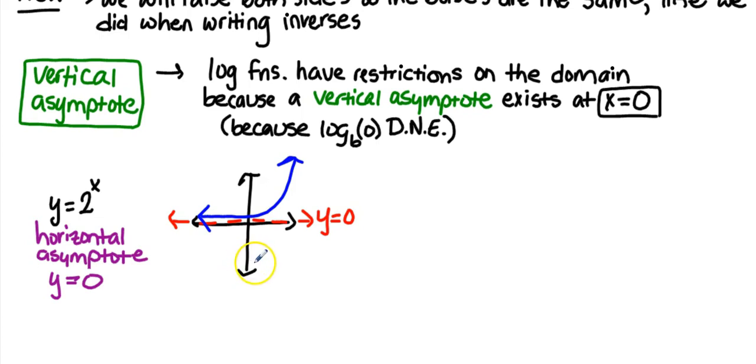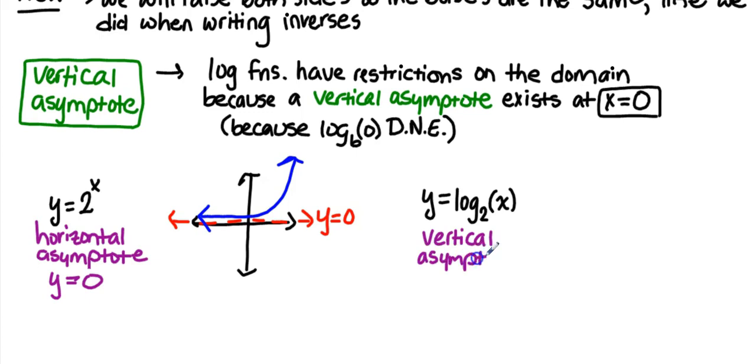The inverse of exponentials are logarithms. So the inverse of y equals 2 to the x, if we were to switch x and y and solve, which we do know how to do, we would arrive at the equation y equals log base 2 of x. This graph will have a vertical asymptote at x equals 0.